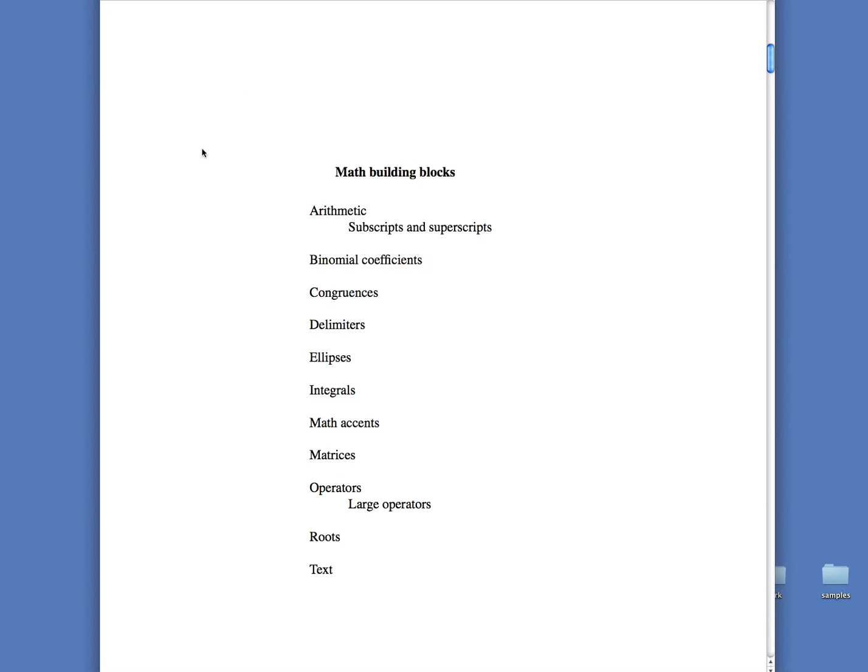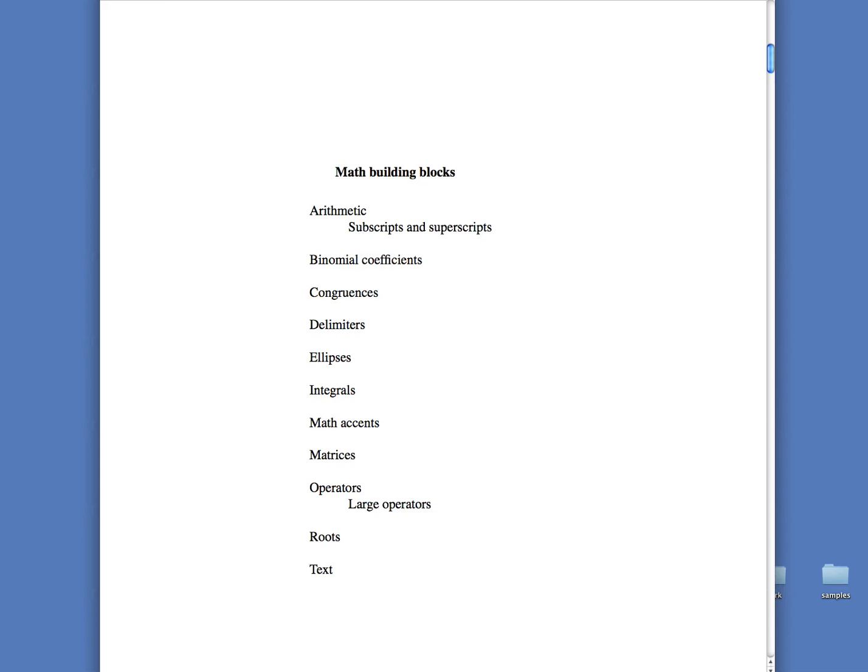The key to understanding how to type math formulas is to learn about the building blocks from which formulas are put together. And I group them as arithmetic, binomial coefficients, congruences, delimiters, ellipses, integrals, math accents, matrices, operators, roots, and text. Most of it, of course, is meaningful to you. Everybody knows what a binomial coefficient is. Two of these groupings are probably a little bit LaTeX-like, but you will see in a second what they mean. Maybe not in a second, maybe in a minute or two.